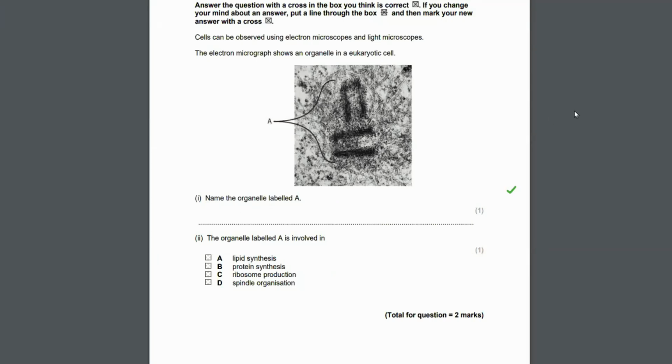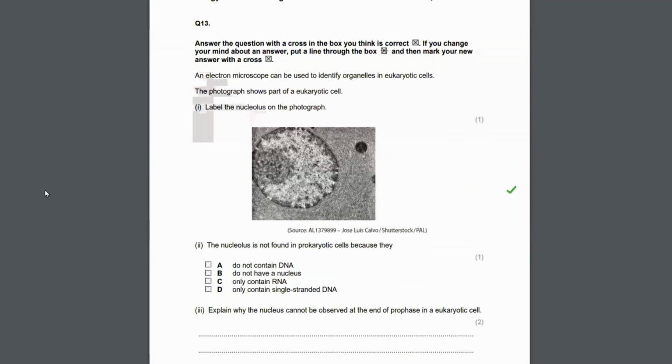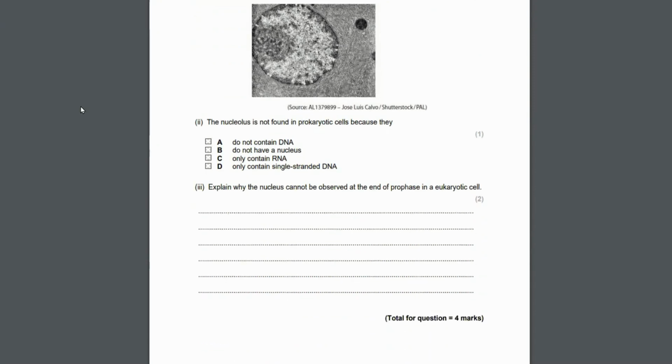I know I'm going fast, people. Just make sure you pause the video every time I get to a new question, and you have a go. An electron microscope can be used to identify organelles in eukaryotic cells. Label the nucleolus. So here is the nucleolus. And the nucleolus is not found in prokaryotic cells because, why can't we find a nucleolus in a prokaryotic cell? Well, they don't have a nucleus, so you won't have a nucleolus. By the way, that nice smooth black circle in the corner is probably an artifact of looking through the microscope.